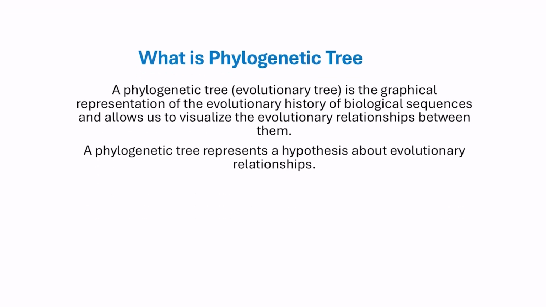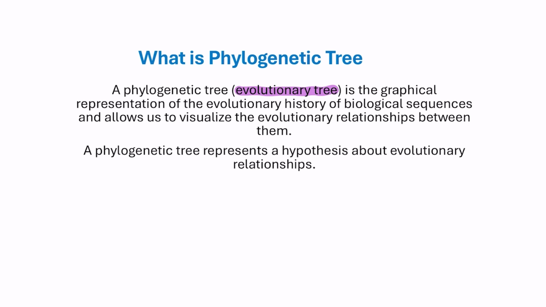Now, what is a phylogenetic tree? A phylogenetic tree is also called an evolutionary tree. It is the graphical representation of the evolutionary history of biological sequences and allows us to visualize the evolutionary relationships between them.